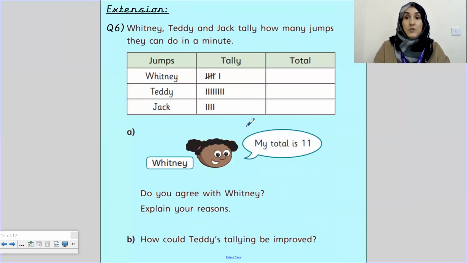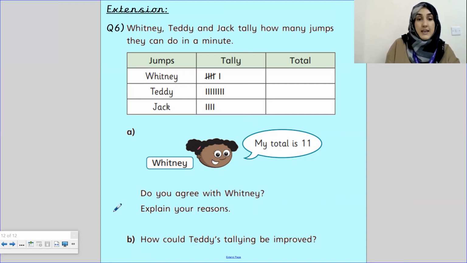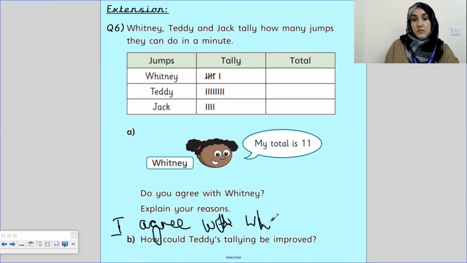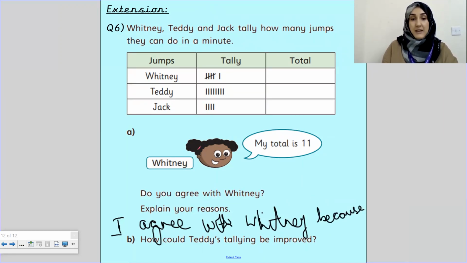Okay, next, your extension. It says Whitney, Teddy, and Jack tally how many jumps they can do in 1 minute. So Whitney is saying, oh, sorry, my total is 11. Do you agree with Whitney and explain your reasons? So when it says explain your reasons, you are going to say, stem sentence, I agree, for example, with Whitney. Oh, my handwriting's terrible. Because, and then you explain the reason why.